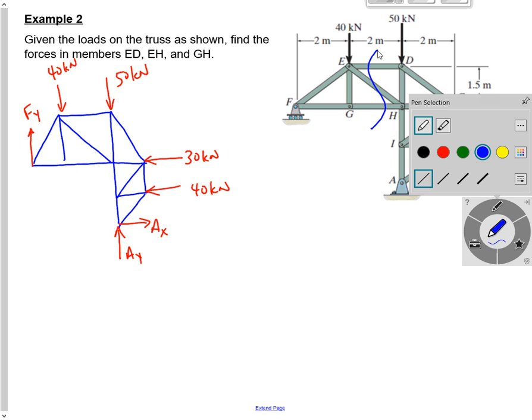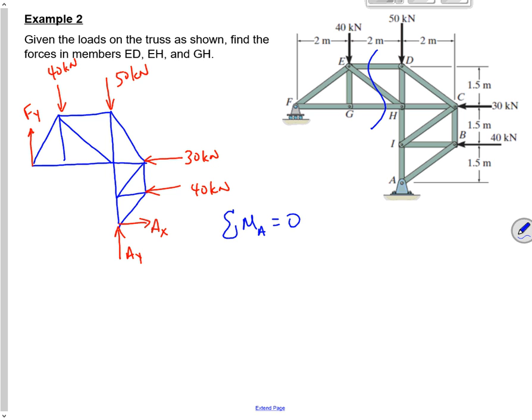So now I'm going to do the sum of the moments. I want to find that force at F. So I'm going to do the sum of the moments about A equals 0. And rather than worrying about which direction's positive and which direction's negative, I'm going to make everything that makes it rotate clockwise on one side and everything that makes it rotate counterclockwise on the other side. So clockwise rotation is going to be Fy times 4 meters. That's the only one of those forces that makes it rotate clockwise about A.